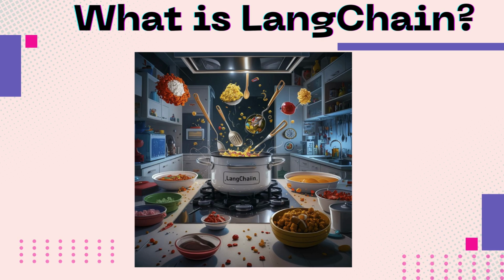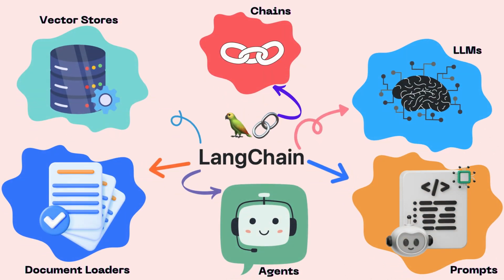LangChain is a Python library that acts as a framework for building applications powered by LLMs. It provides a structured way to connect and orchestrate different components, making it easier to create complex applications. LangChain is like a Swiss Army knife for AI development. It's this awesome open source framework sitting right at the center of everything you see here.